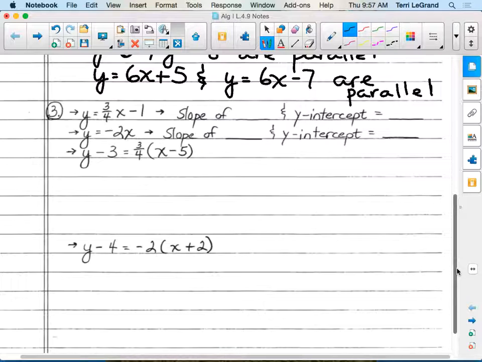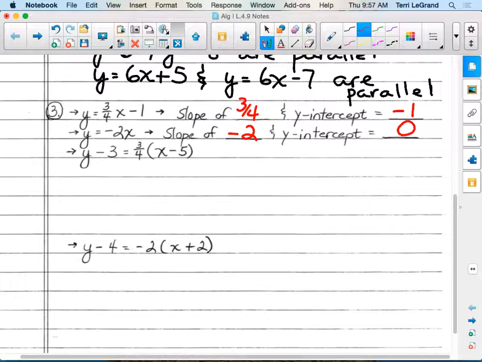Y equals 3/4 x minus 1. Okay, so it has a slope of what? 3/4. And a y-intercept of? Negative 1. Yeah. Okay. What's the second one? Is it ready to identify slope and y-intercept? Is it in slope-intercept form, in other words? Yep. So what's its slope? Negative 2. And its y-intercept is? 0.